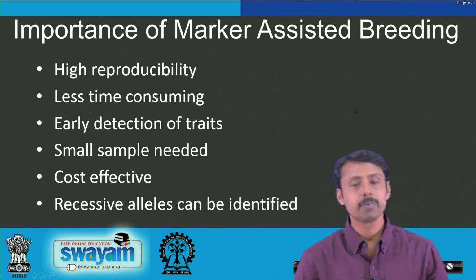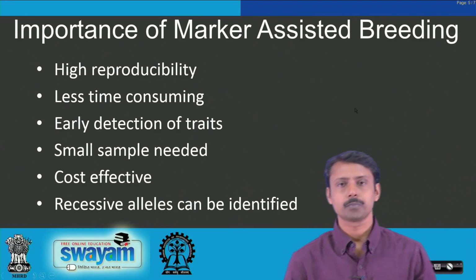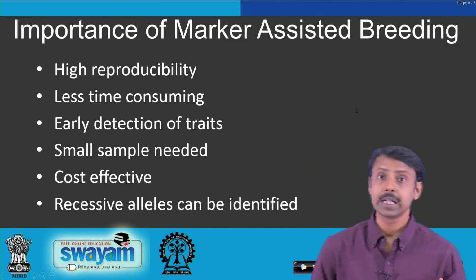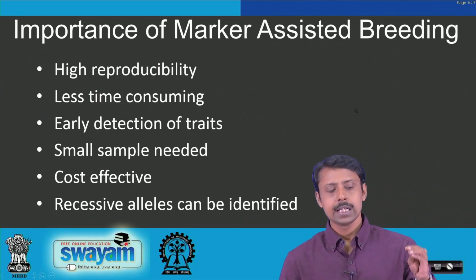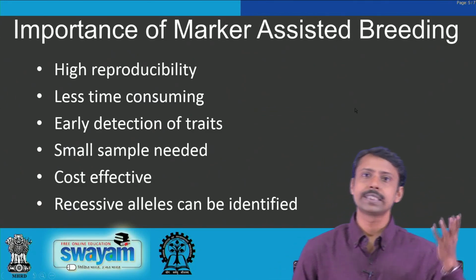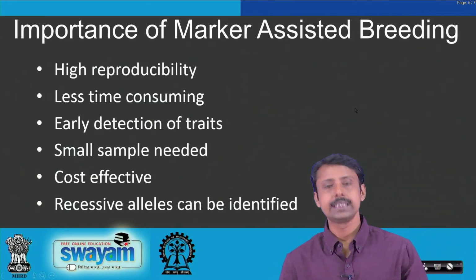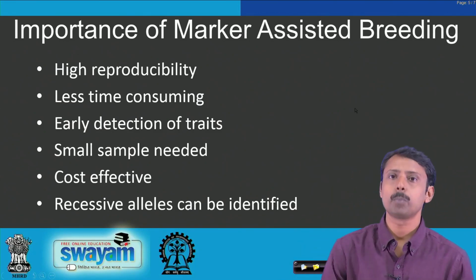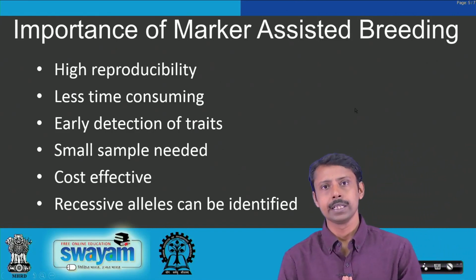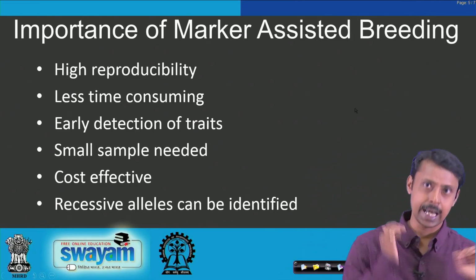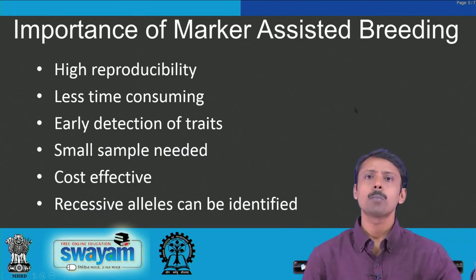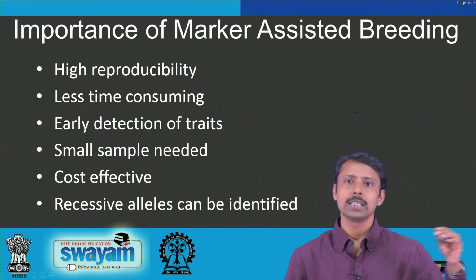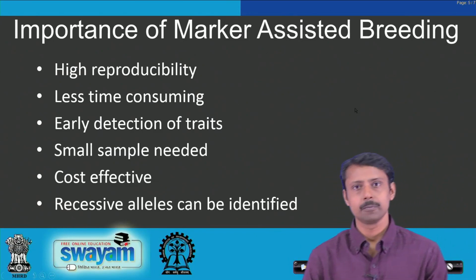Next one is that recessive alleles can be identified. In conventional plant breeding, as I mentioned earlier, the dominant allele is the allele which can show its character, okay? Whereas the recessive allele does not show its character by itself. Let us assume in the case of plant height, the capital A allele is responsible for plant height. So, the capital A plant will be taller in nature, and the small a plant is dwarf in nature.